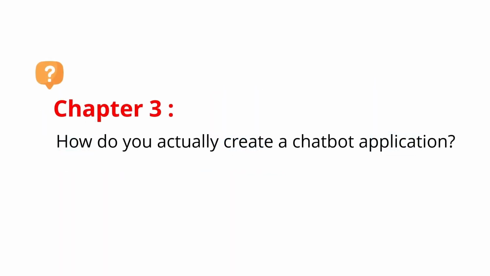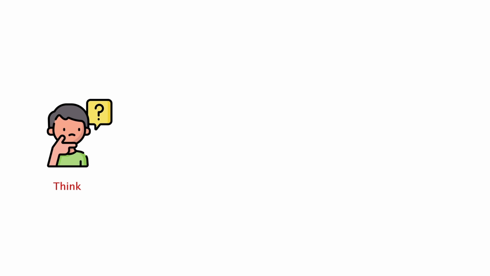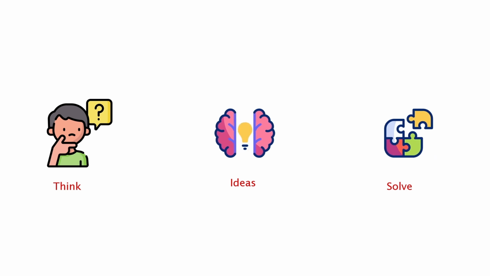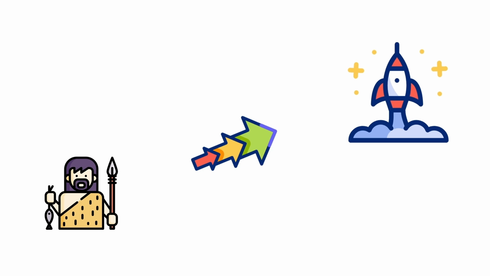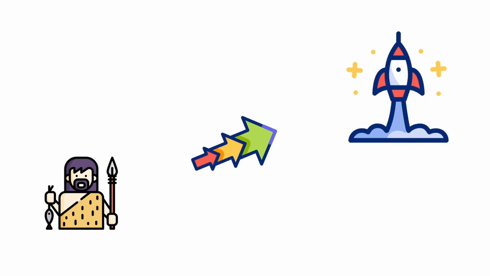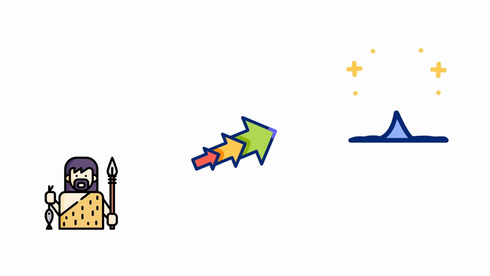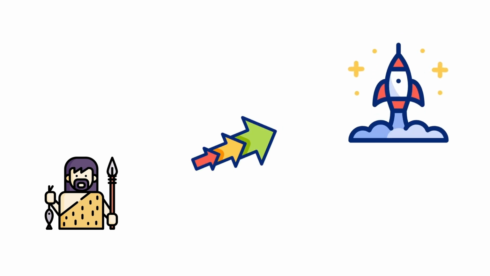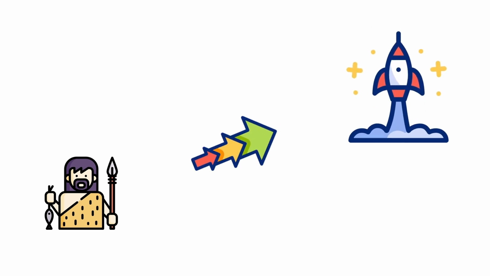How do you actually create a chatbot application? Think about it. What's the most important skill that humans have? It's their ability to think, generate ideas, solve problems step by step, and adapt as they go. This is how humanity has evolved from the Stone Age to creating advanced technologies, like rockets or artificial intelligence. It's the same mindset we will use to build our chatbot. We will use first principles thinking to break down our problem that seems complex now into smaller and simpler parts, and then learn about each one of them.